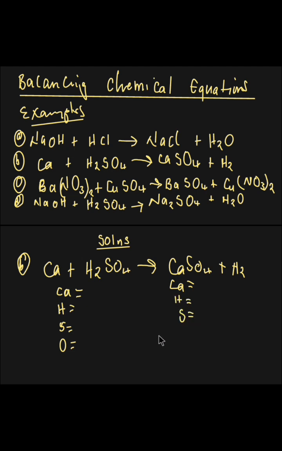Sulfur, then oxygen. So the next thing now is simply comparing. So what we have here, we have calcium. How many atoms of calcium are here? We have 1. How many atoms of hydrogen are here? There's this number here which is 2, so 2. Okay, how many atoms of sulfur? We have 1. How many atoms of oxygen are shown here? There's that number there, so we have 4.